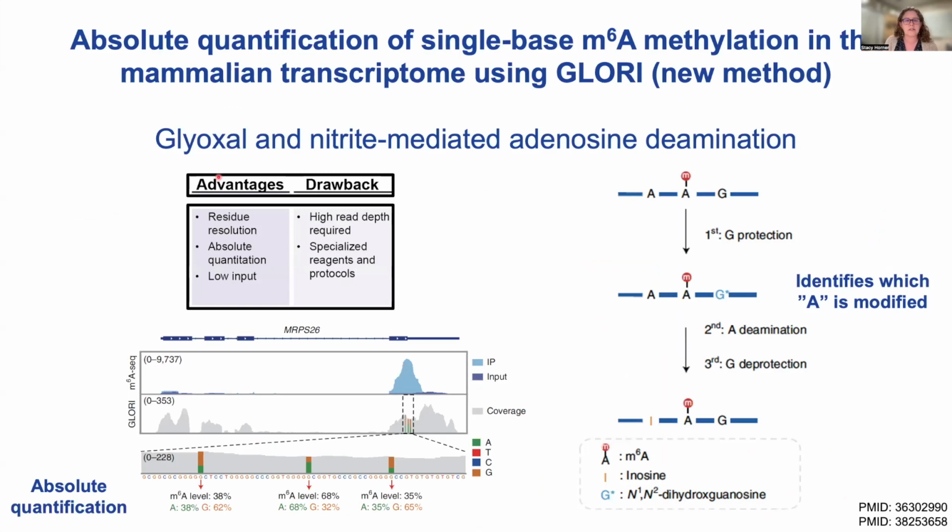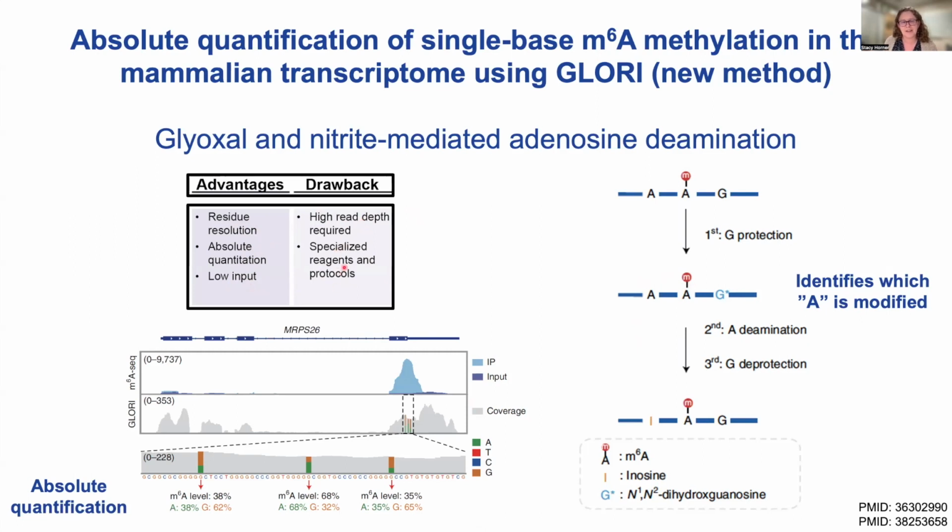I've already mentioned that GLORI is a great way to do absolute quantification of single base M6A methylation, and it can really identify which A is modified. And so I've showed you these slides before. Some advantages are that it really gives you this residue resolution. It gives you absolute quantification. It requires a low input, so you can do it on precious samples, let's say, but it does require high read depth, and that can be a cost limitation.